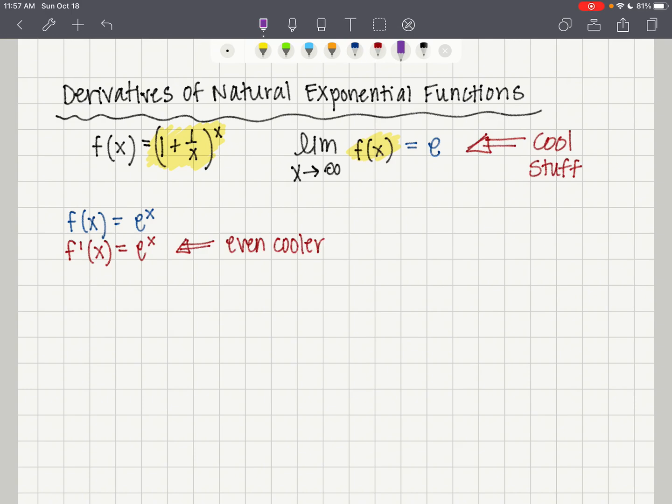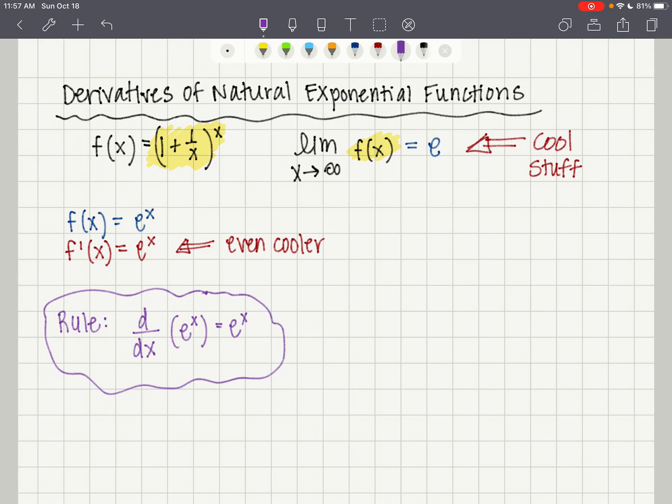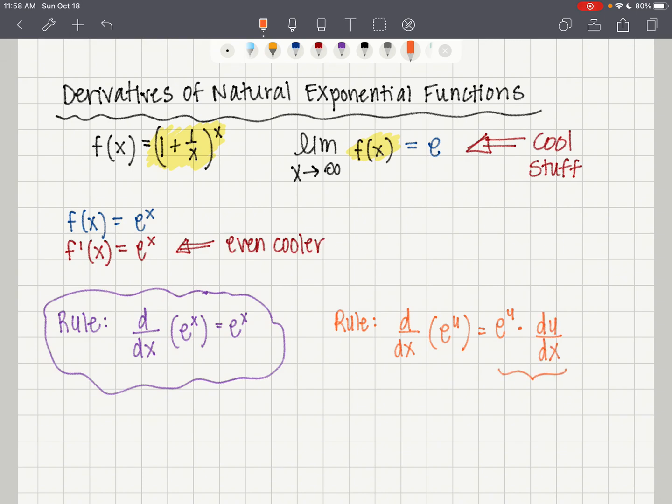So here's our rule. We're going to have two of them. We're going to have the derivative of e to the x is equal to e to the x. It's a pretty important rule and a pretty cool one. And we're also going to have the chain rule, where we have the derivative of e to the u is equal to e to the u times du dx. And this right here is the chain rule.